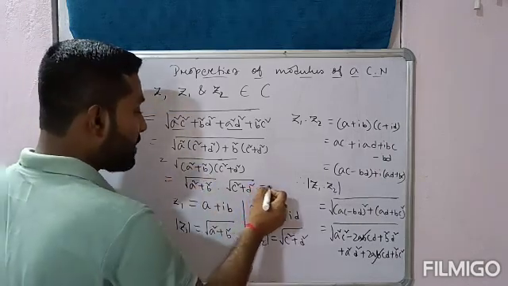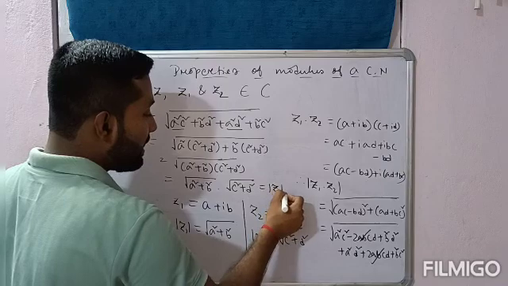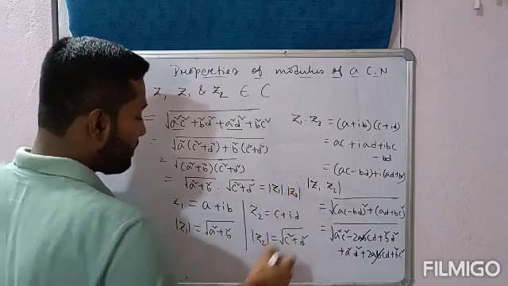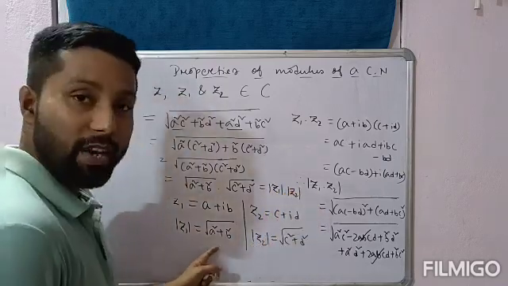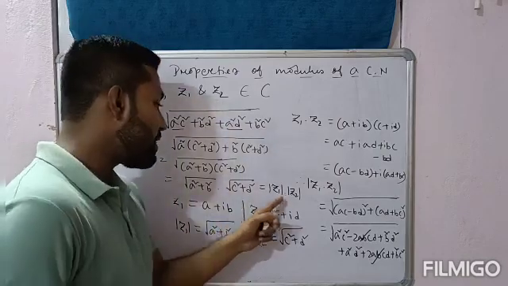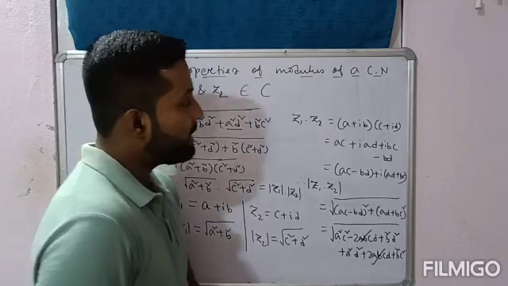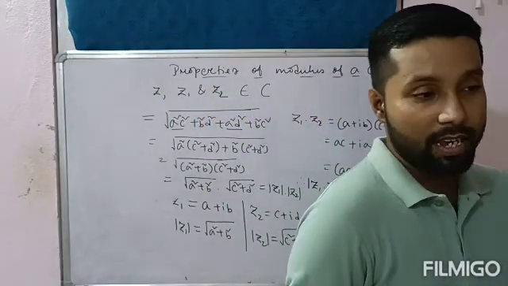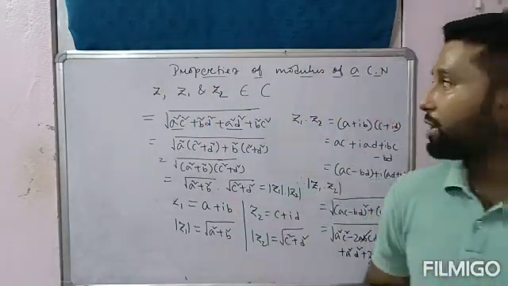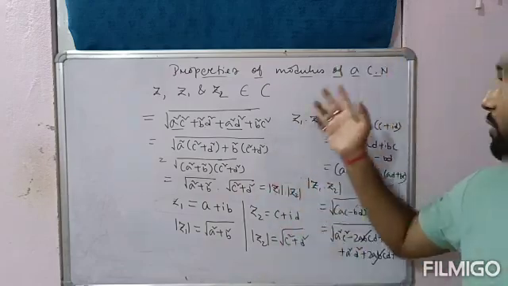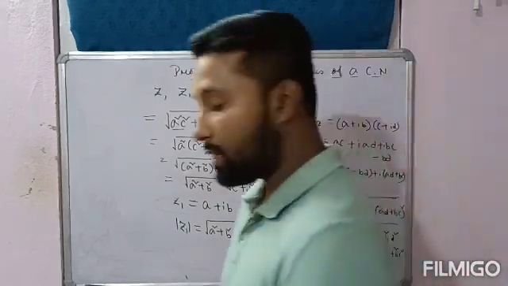So this is nothing but mod z1 into mod z2 only, because the value of mod z1 is root over a square plus b square, whereas the value of mod z2 is root over c square plus d square. All right, so in this way we can prove. Okay, so this is property number 3. Properties of modulus of a complex number का ये property number 3 है.